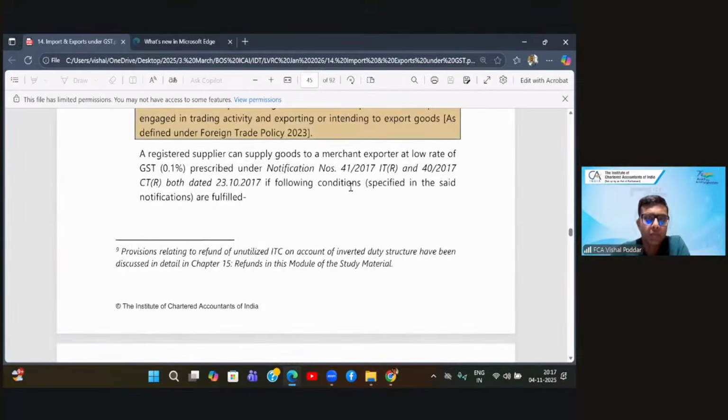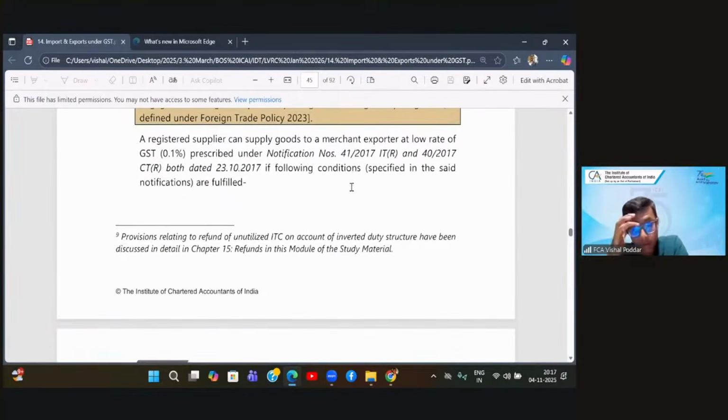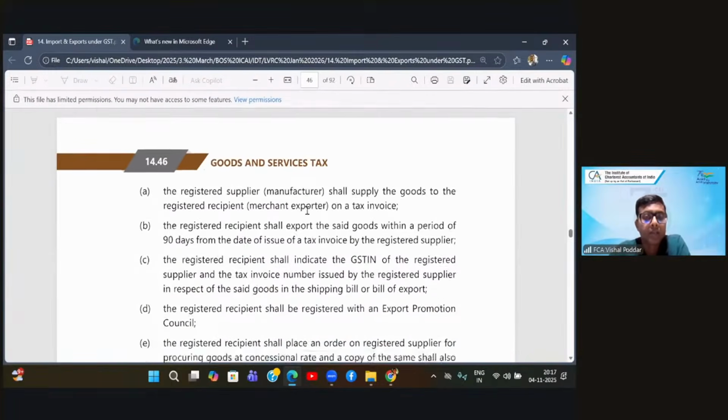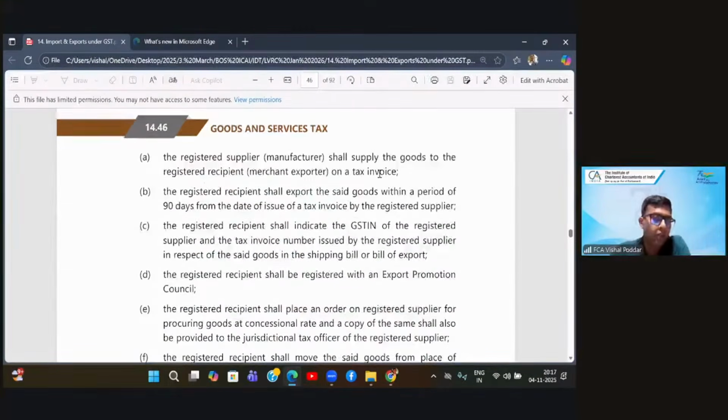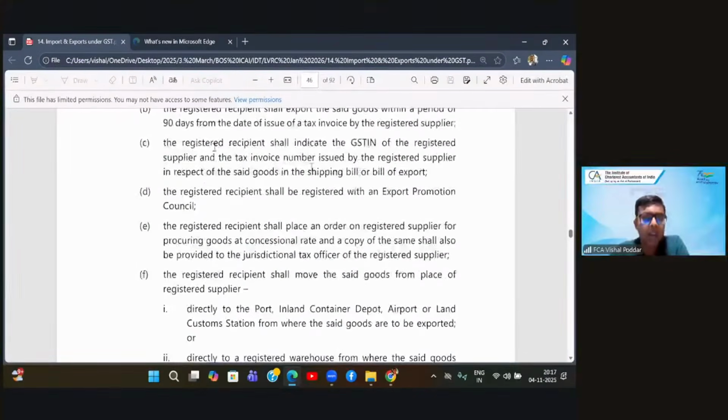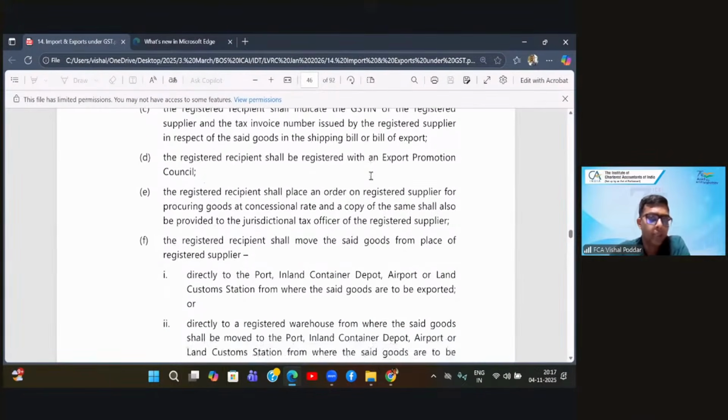Now, what are the conditions? So this is the procedural part. If you want to take the benefit of 0.1%, the registered supplier, that is you, shall supply the goods to me using a proper tax invoice. Then I, that is the recipient, shall export the goods within the period of 90 days from your date of invoice. Then I shall indicate your GST number and the tax invoice number issued by you on the shipping bill or the bill of export, as the case may be.